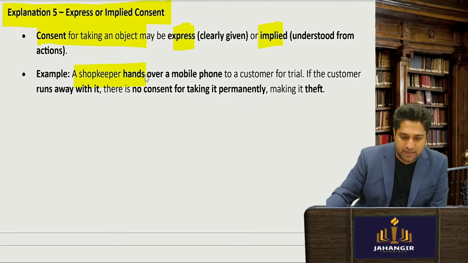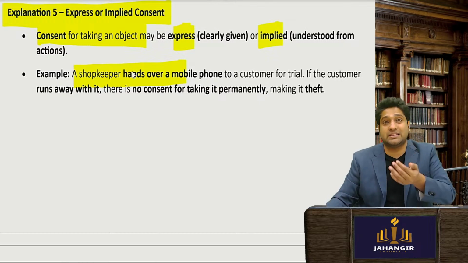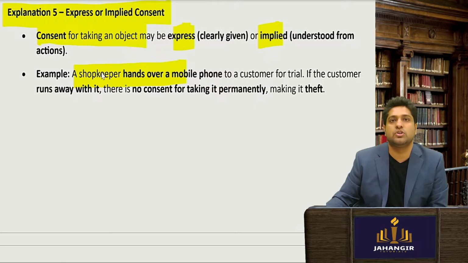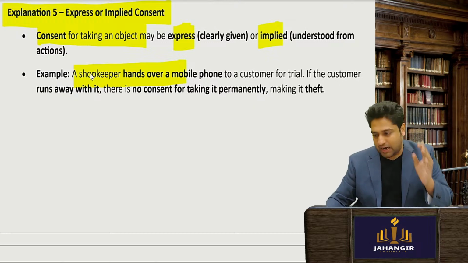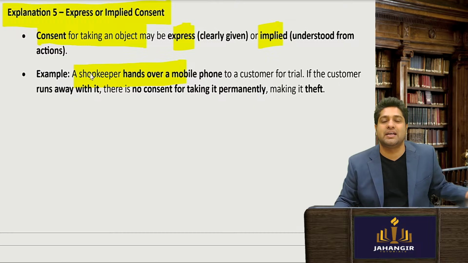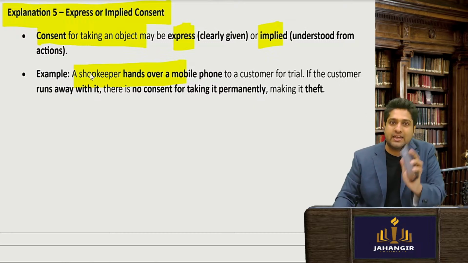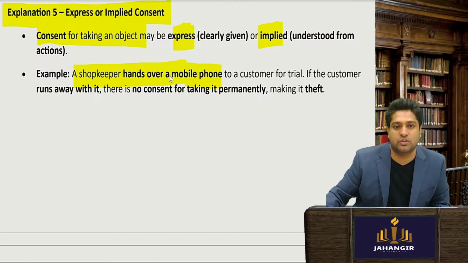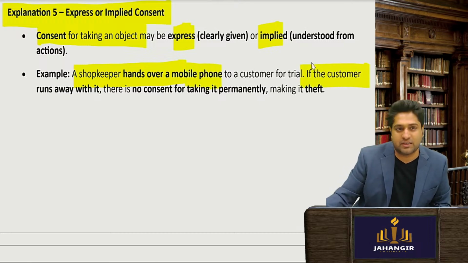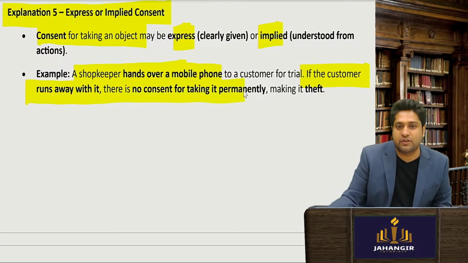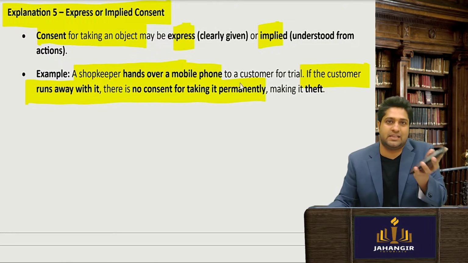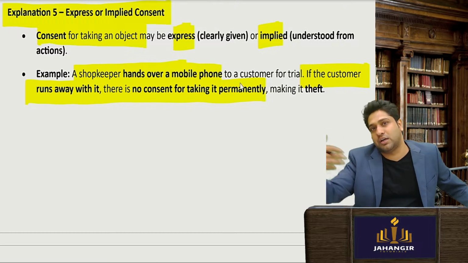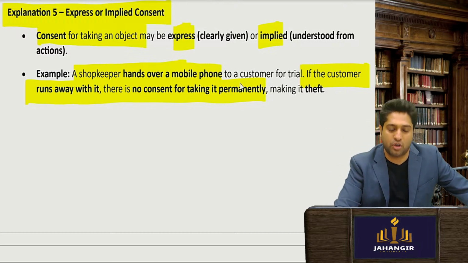A shopkeeper hands. Now understand one thing, that I have taken consent, and can it be called theft? So I must have taken a consent to look at the article. After taking that much consent, then I ran away. So that is called as a, hands over. And if the customer runs away, there is no consent for taking it permanently. So consent was taken for small thing, but then you converted after that thing, you did theft. So that is all covered.